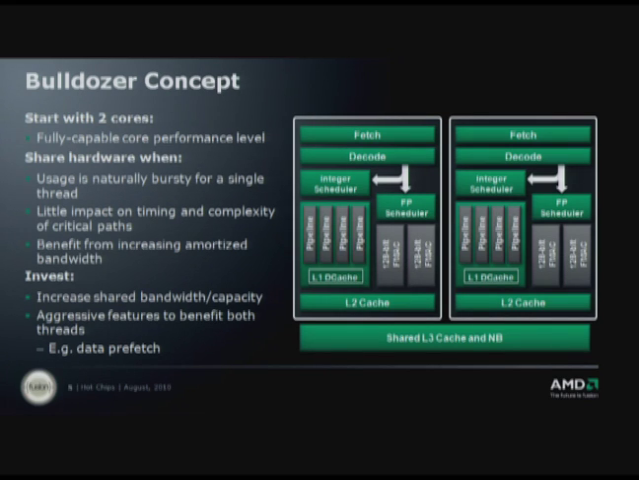And the third area that we explored was we tried to identify areas where we could make big bets on functionality or capacity and amortize the cost of that in terms of area and power across the two threads. So we invested heavily in a feature and amortize that cost. An example of that is our data prefetcher, which I'll describe later.